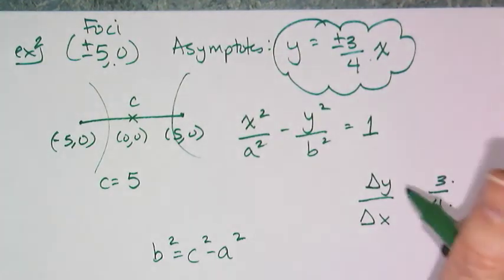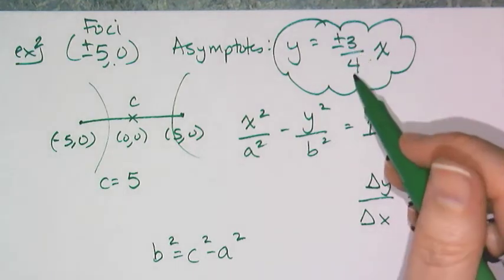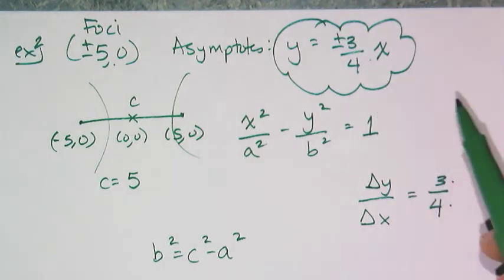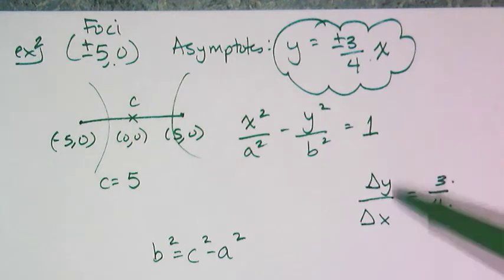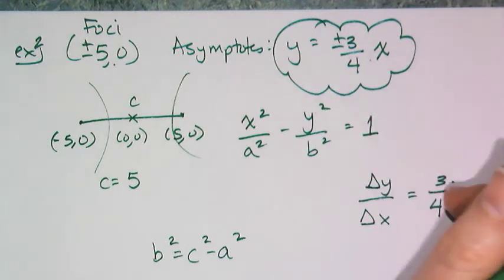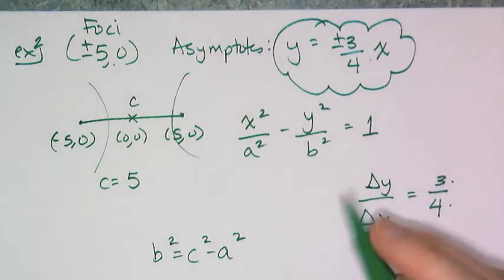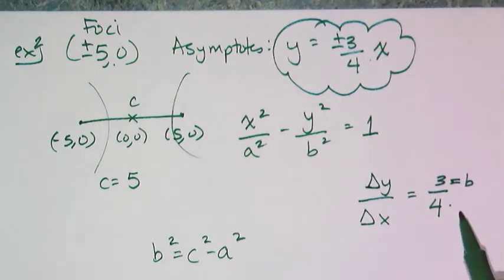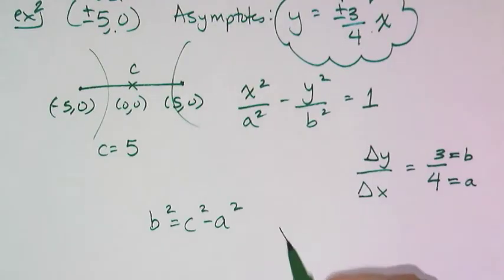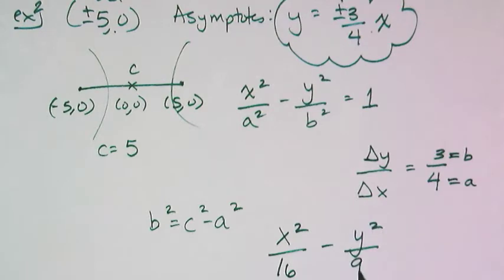Because remember, this is just the ratio of the a value and the b value, or in this case, the b value and the a value. And so now I know that since I have a 3, 4, 5 triangle, indeed b, the change in y, is going to be 3, and the change in x, or a, is going to be 4, which gives me the equation x squared over 16 minus y squared over 9 equals 1.